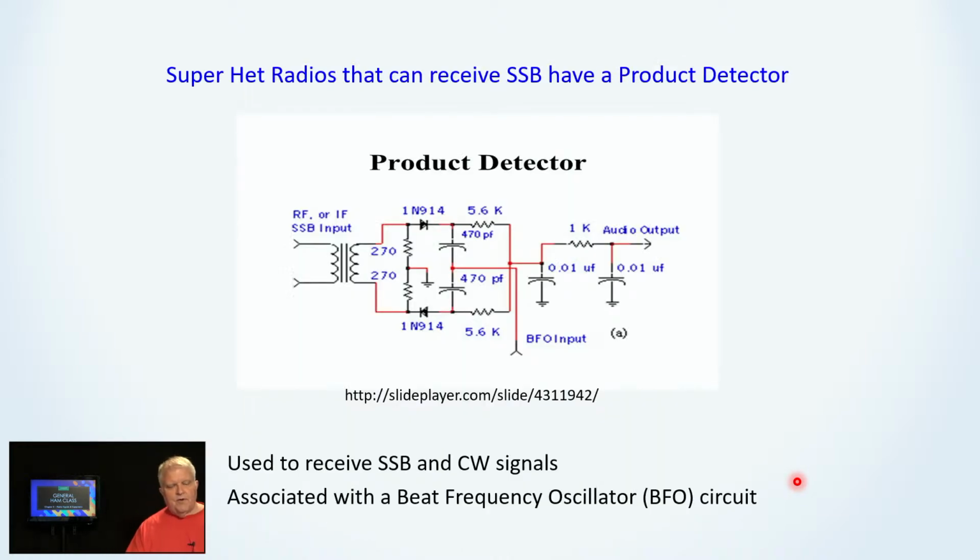I mentioned a beat frequency oscillator earlier. That's used for CW and for single sideband demodulation in a circuit called a product detector, which used a balanced pair of diodes and an injection point for the beat frequency oscillator, receiving single sideband and CW signals.